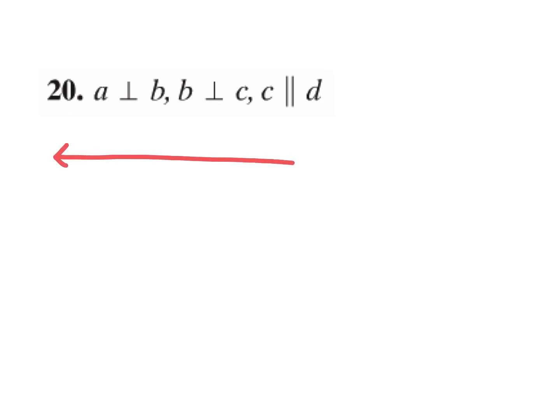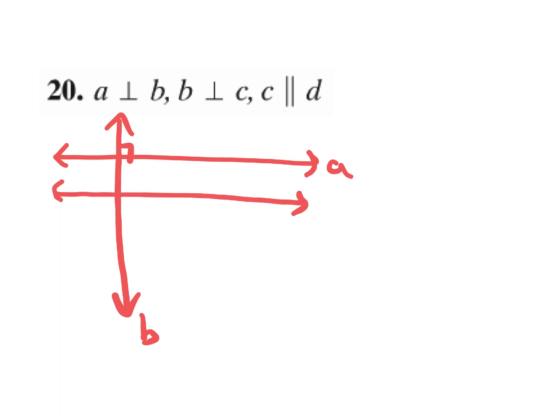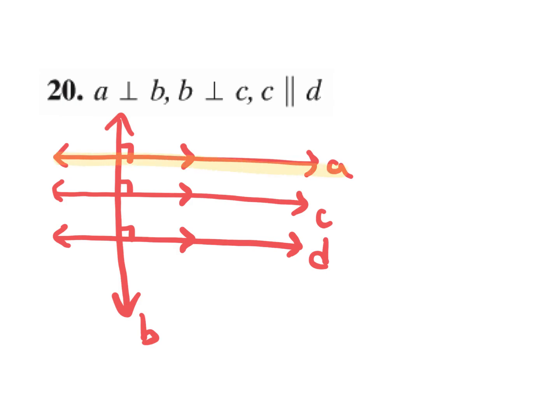Next I have line A and line B are perpendicular. Then B is perpendicular to C, so C goes in the opposite direction of D and forms a perpendicular angle of B and is parallel to A. Then C is parallel to D, so D also goes in the same direction as C, is also parallel, and forms a right angle. So if I look at how A and D are related, I could say that A is parallel to D.